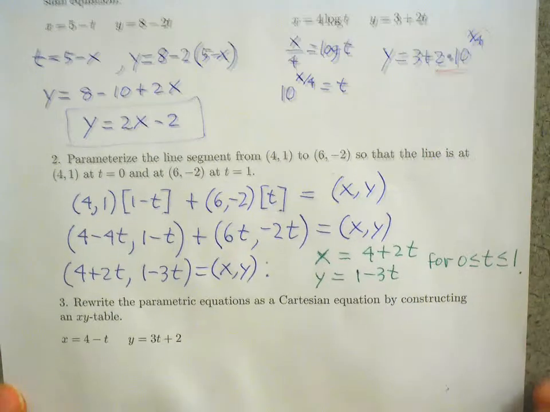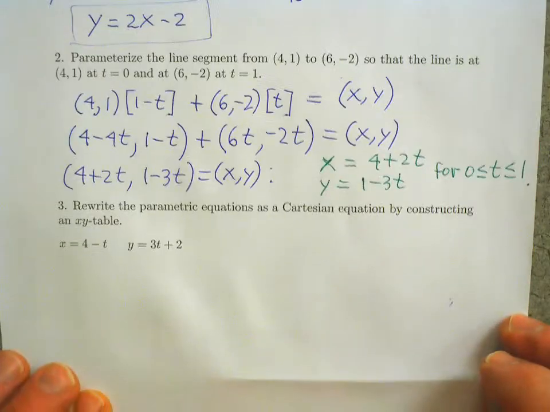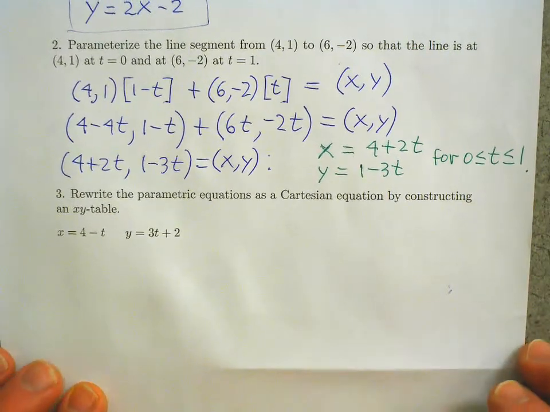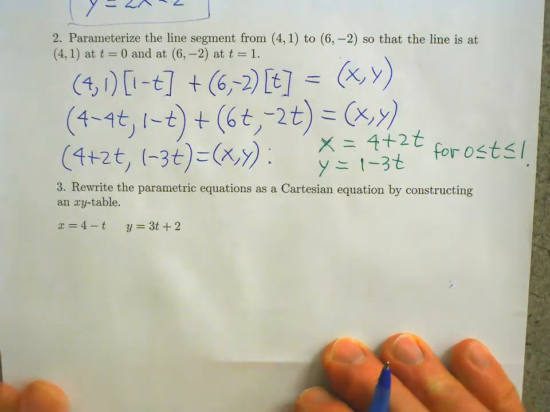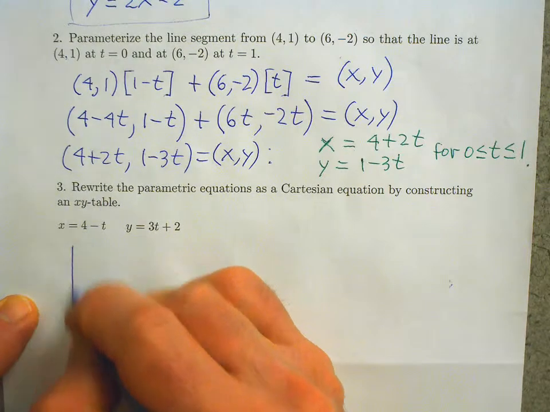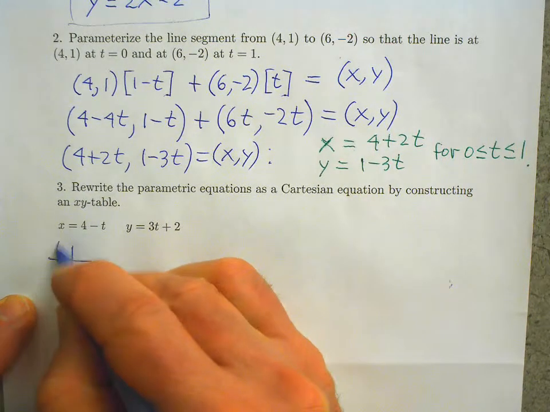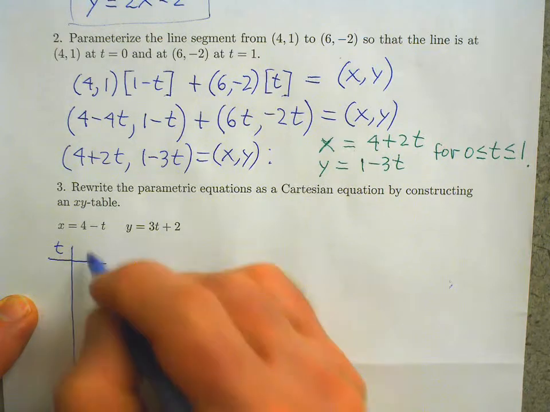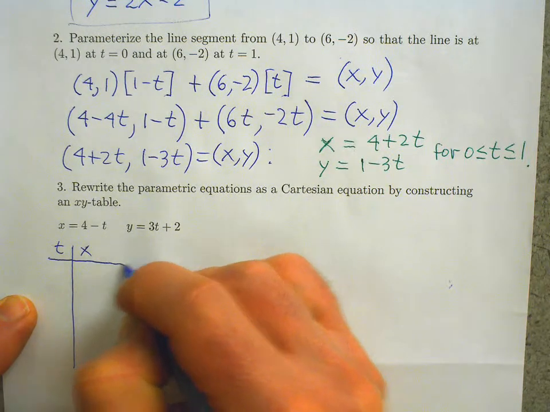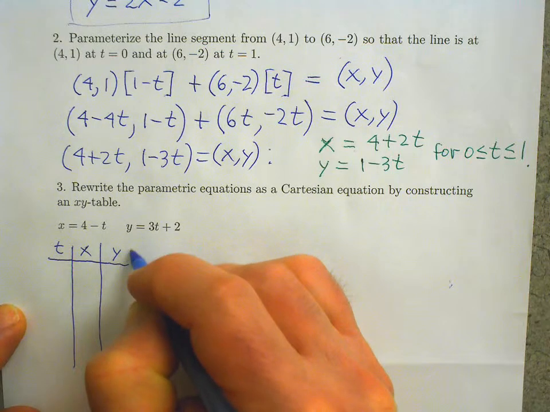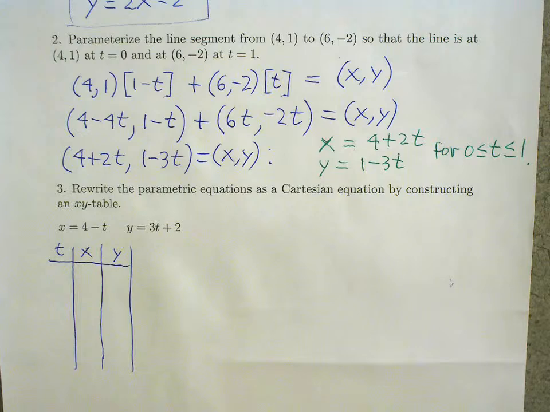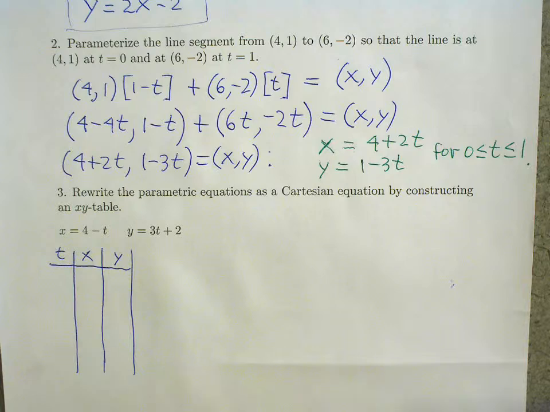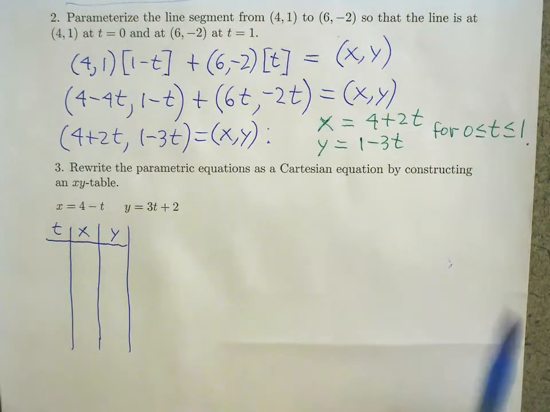Okay, in the next part, we will rewrite the parametric equations as a Cartesian equation by constructing an xy table. So we'll pick t values and use the t values that we pick to find the corresponding x and y values. And then we will investigate the x and y coordinates and use those to come up with a Cartesian equation.